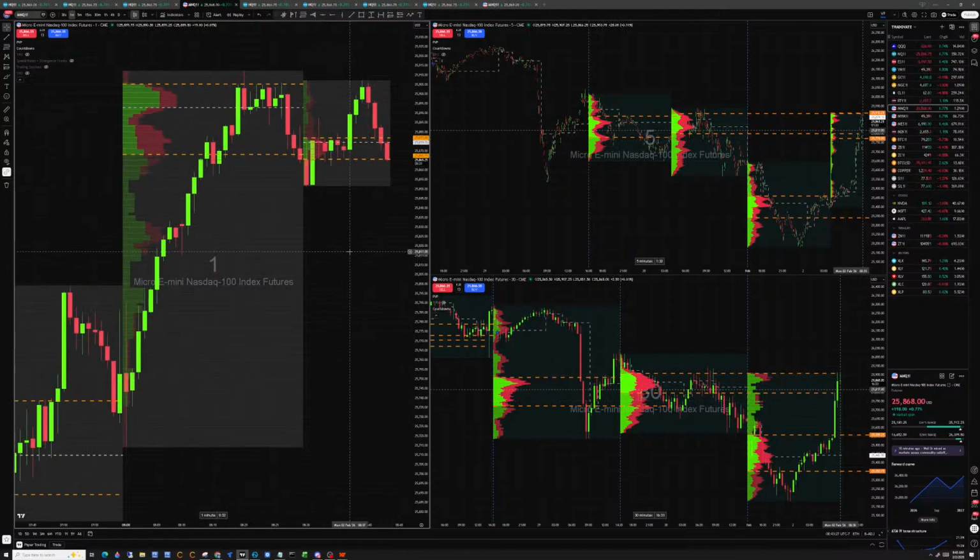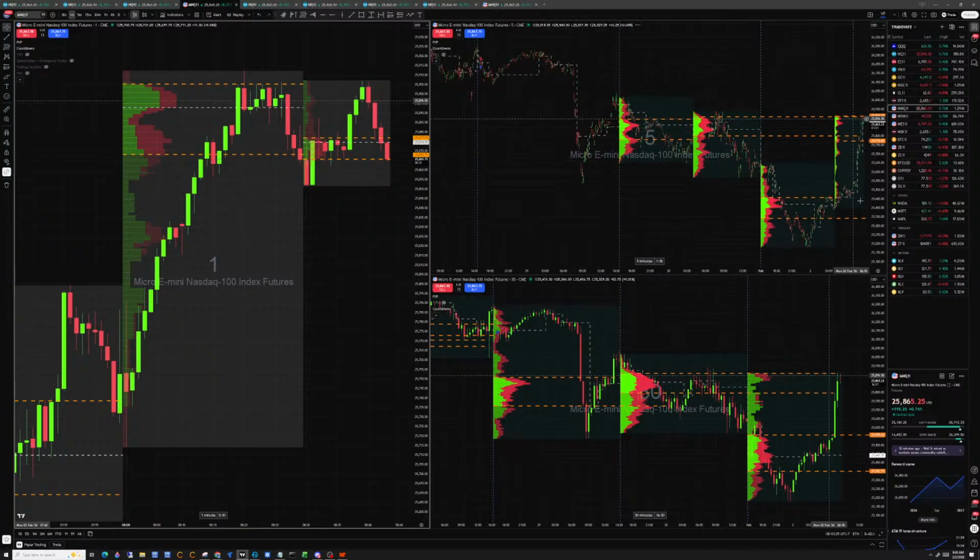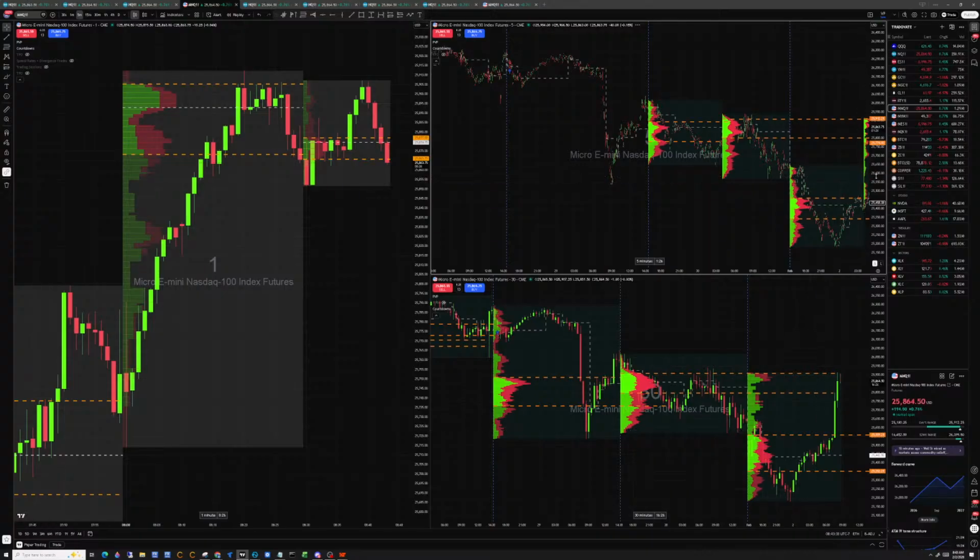On my anchored session profile, the POC just shifted to 871. And that's where I was saying, right? Yeah, right around. That's right about where it's at for me.